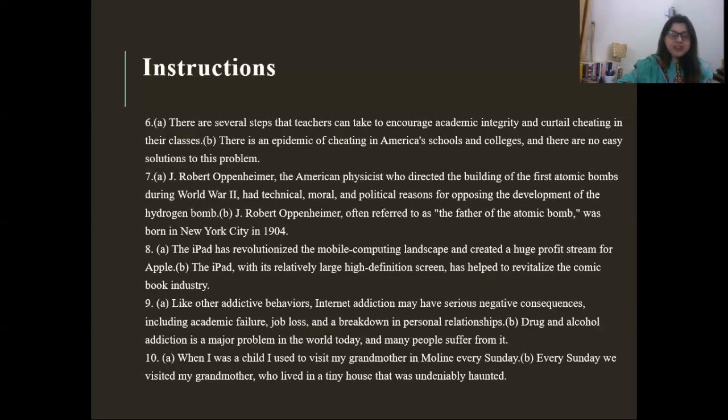Whereas, by reading the second thesis statement, every Sunday we visited my grandmother, who lived in a tiny house that was undeniably haunted. So undeniably haunted are the keywords. So simply by reading this thesis statement, the readers are in a better position to know what my aim of writing is. They have an idea that I am probably going to talk about the haunted house of my grandmother, how haunted it was, what was my experience of being there. So my readers will look forward to this. ठीक है? Okay.